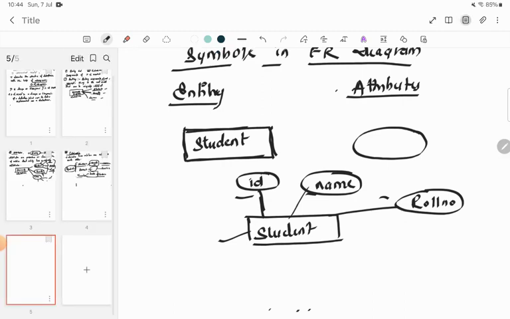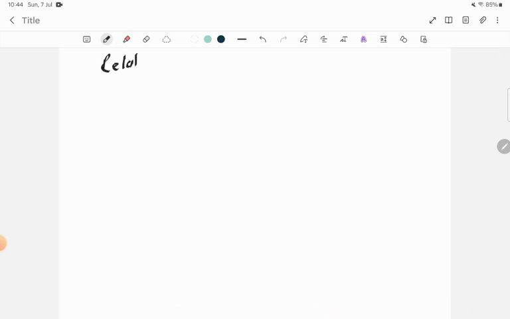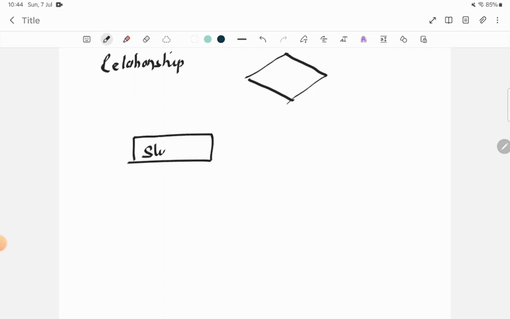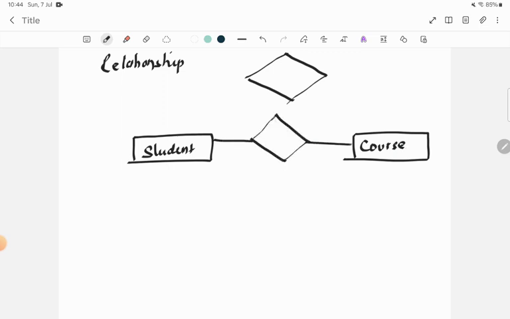Third is how to represent a relationship. A relationship is represented by a diamond shape. For example, if there are two entities called student and course, the relationship can be represented like this: a student enrolls in a course.